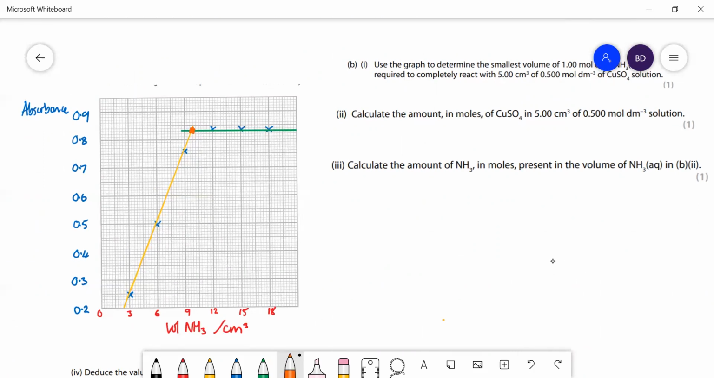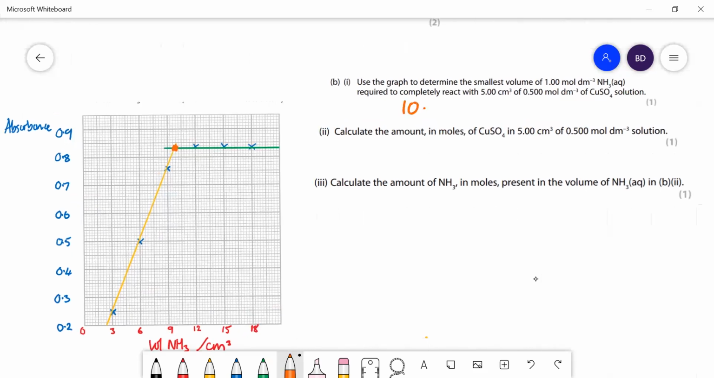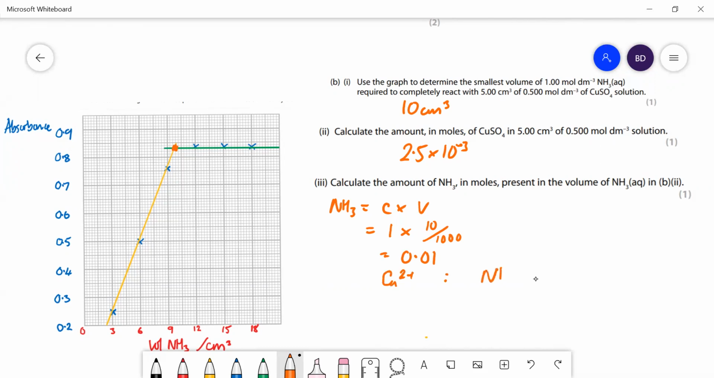So use the graph to find the smallest volume of ammonia, which is equal to 10 centimeters cubed. Moles of copper 2 plus we just calculated before; we said that was 2.5 times 10 to the minus 3. Moles of ammonia is concentration times volume. The concentration is 1 mole per decimeter cubed of ammonia multiplied by volume 10 over 1,000, which is equal to 0.01. So we've got a ratio of copper 2 plus to ammonia moles of 2.5 times 10 to the minus 3 to 0.01. Divide by the smallest number, and you get a 1 to 4 ratio.